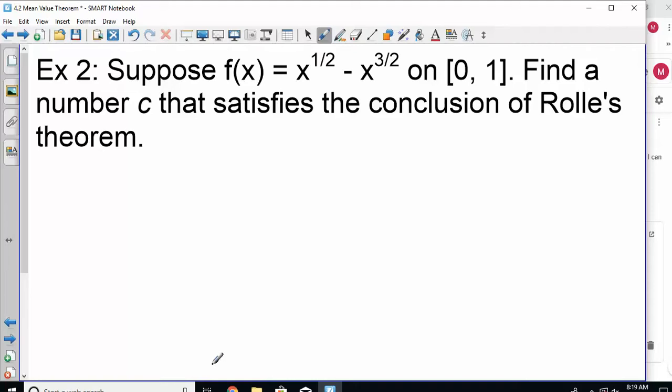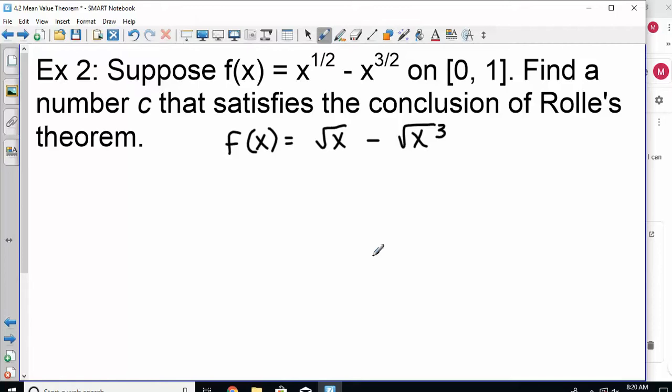Okay, first we have to make sure we can use Rolle's theorem. So keep in mind, what does a 1/2 power mean? You know, this is just saying a square root of x minus a square root of x cubed. What kind of numbers can you take the square root of? Well, as long as they're positive, we can get an answer, right? If I'm talking about 0 to 1, then would this be defined everywhere?